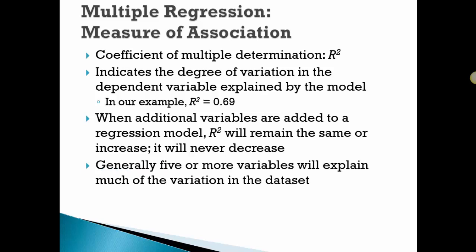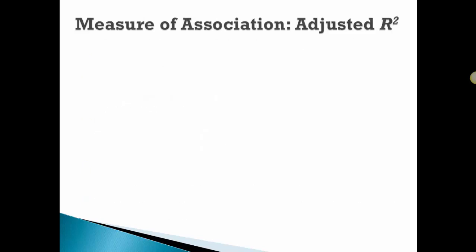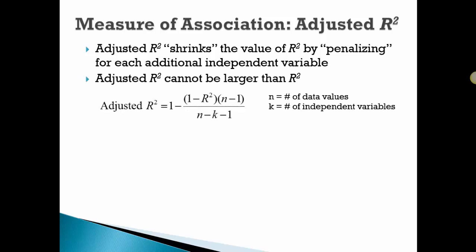It will never decrease. Generally, 5 or more variables will explain much of the variation in the data set. And you can have more independent variables than observations in your data set. We can adjust the R squared by penalizing every time we add another independent variable. Adjusted R squared cannot be larger than the original R squared. Here's the formula for calculating it.